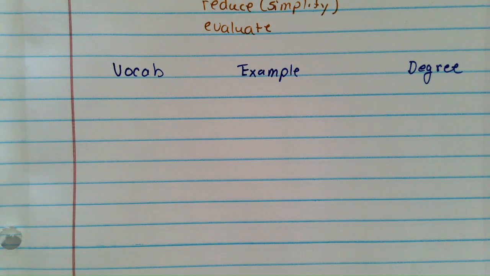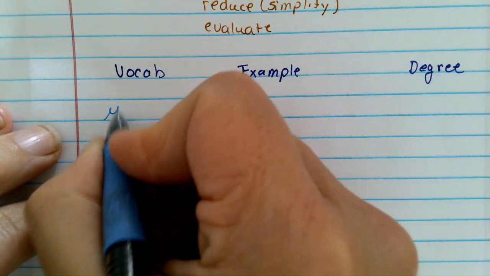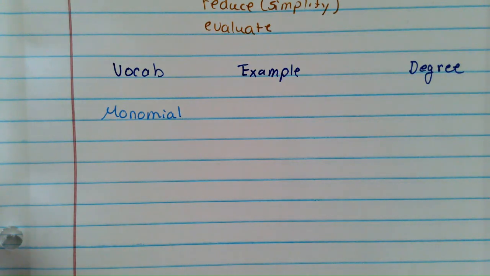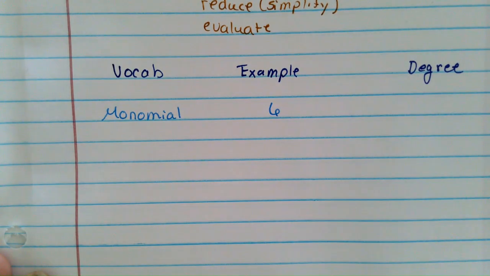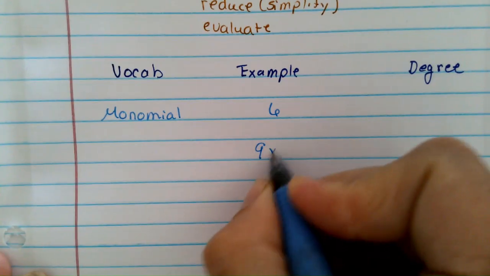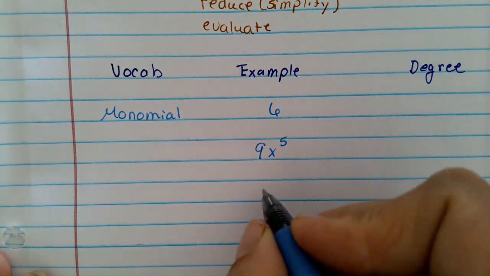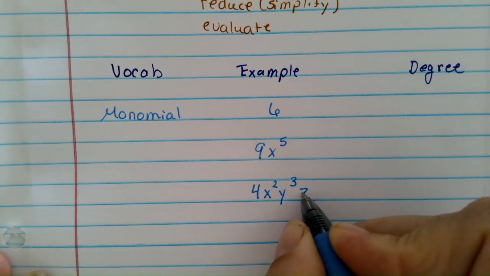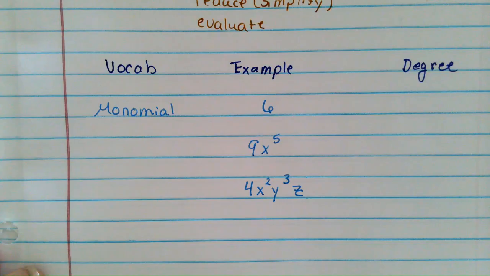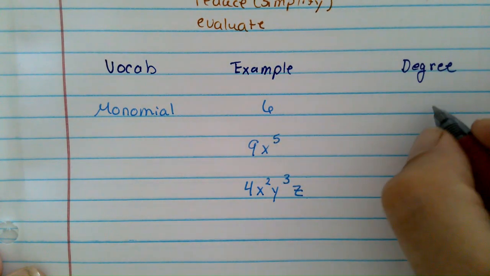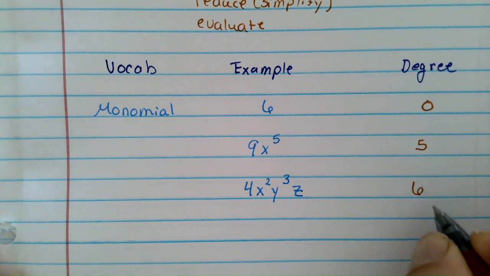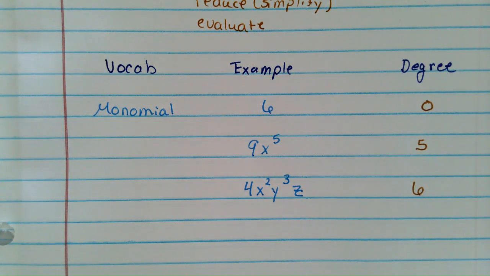So in my last video, you might have heard me talk about monomials. Monomial meaning 1. So 6 is a monomial. 9x to the 5th is a monomial. 4x squared y cubed z is a monomial. All three of those are monomials. They have different degrees. So this is a degree of 0. This is a degree of 5, and this is a degree of 6. Okay, that's not voodoo math, I promise.